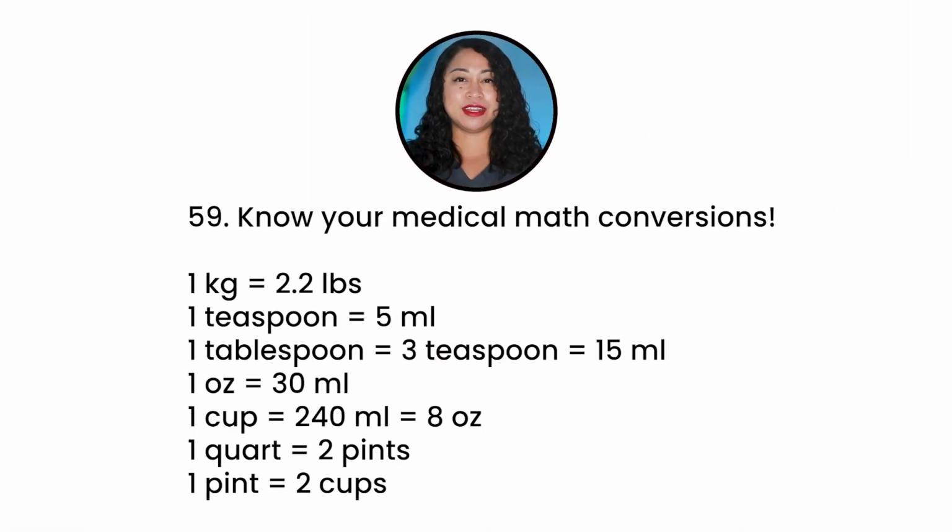Statement 59. Know your medical math conversions. 1 kilogram equals 2.2 pounds. 1 teaspoon equals 5 milliliters. 1 tablespoon equals 3 teaspoons, which is also equal to 15 milliliters. 1 ounce equals 30 milliliters. 1 cup equals 240 milliliters, which also equals 8 ounces. 1 quart equals 2 pints, and 1 pint equals 2 cups.